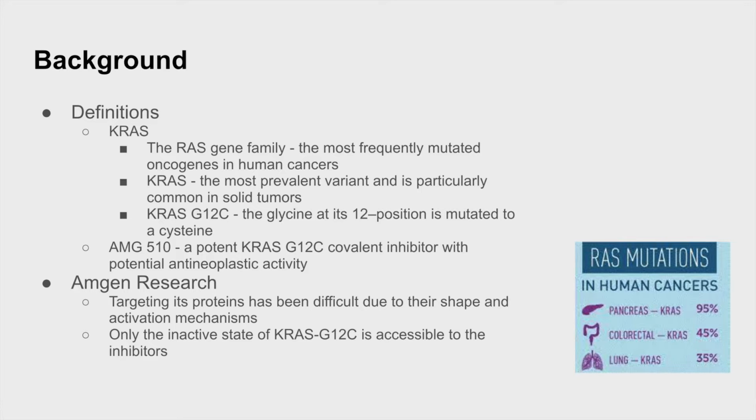Although KRAS was one of the first oncogenes discovered, targeting its protein has been difficult due to the shape and the activation mechanisms. Only the inactive state of KRAS G12C that is bound to GDP is accessible to the inhibitor, allowing for accurate covalent blocking of oncogenic signaling.